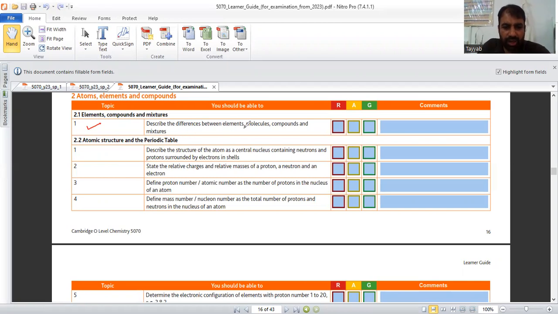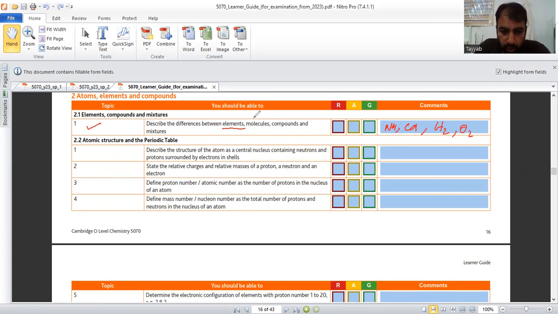Describe the difference between element, molecule, compound, and mixture. A pure substance which has the same type of atoms is an element. For example, sodium, calcium, even hydrogen. Even though H2 is a molecule, it is the molecule of an element. In the same way, O2 is a molecule of an element. So we can say this is the molecule of an element.